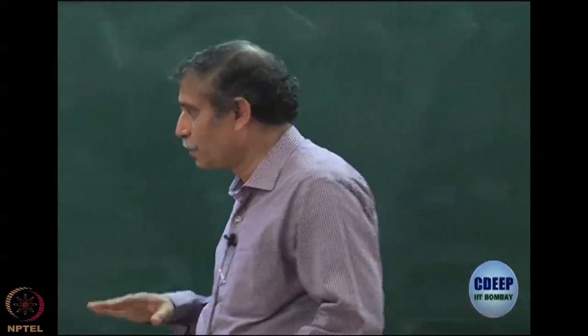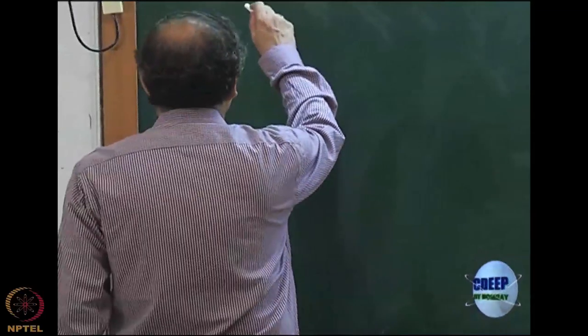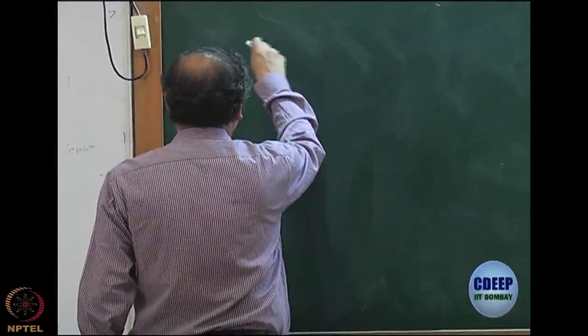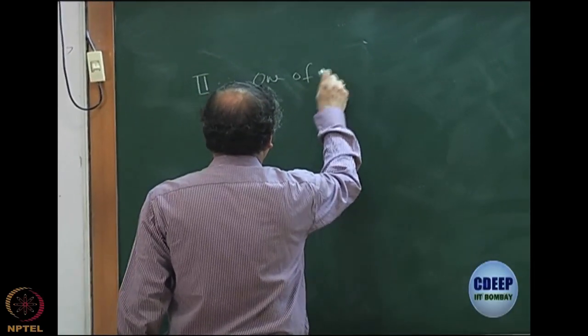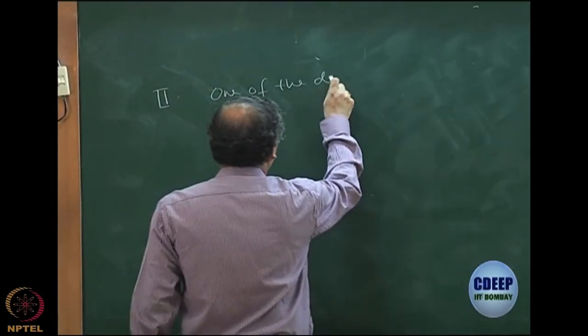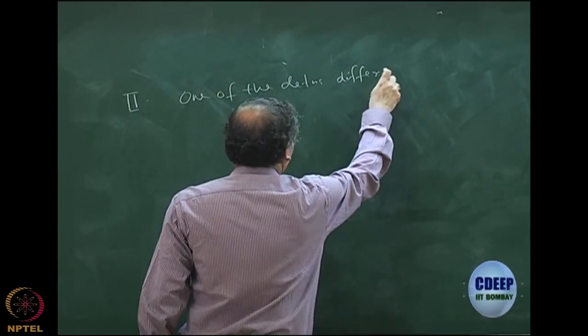Okay, so I think there are a couple of very important things that we did yesterday, and I want to revisit them before we go to any new topic. One is to calculate the Slater rules of type 2, where one of the determinants differs from the other by one occupancy.